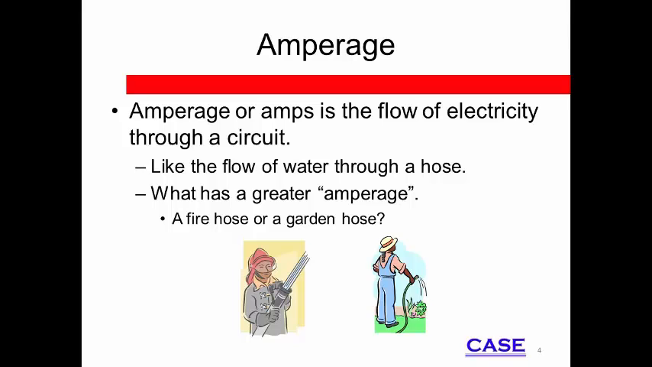Amperage is the flow of electrons through the circuit. The greater number of electrons through the circuit, the greater the amperage. A fire hose has a much larger volume of water because of the size of the hose. Therefore, it has a greater amperage.